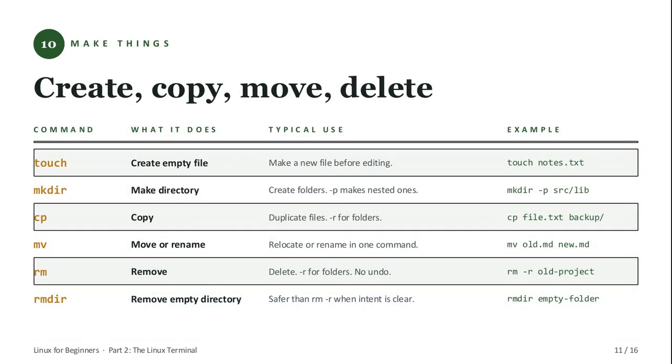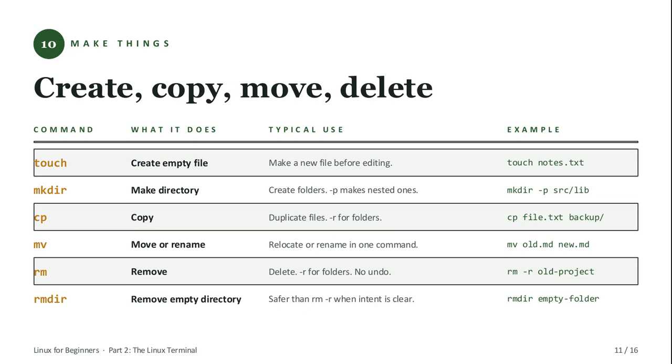Reading files is one half of the job. Shaping them is the other. touch creates an empty file, mkdir makes a folder, and the -p flag quietly builds any missing parents along the way. cp copies, mv both moves and renames in a single step, and rm deletes, with -r for folders, and no recycle bin to save you.